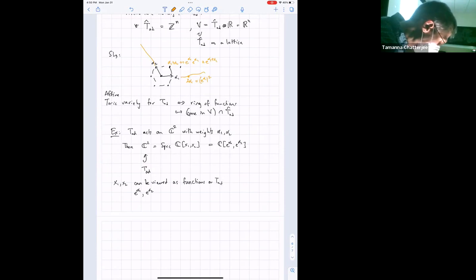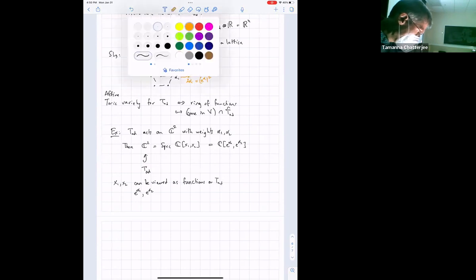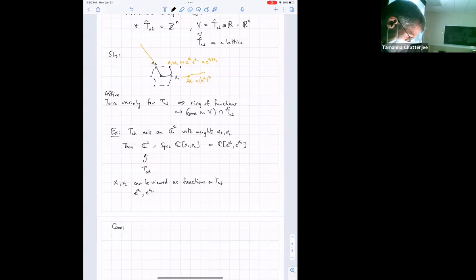So basically, the rule, the way I get the cone, is that the cone says that a function e^(a1 α1 + a2 α2) is a function on C2 if and only if a1 α1 + a2 α2 lies in the cone, which in this case just means a1 is bigger than or equal to 0, and a2 is bigger than or equal to 0.